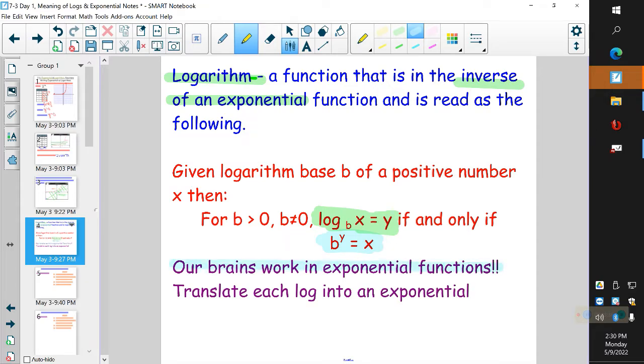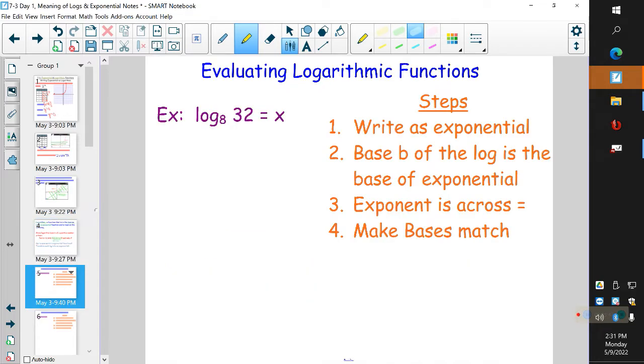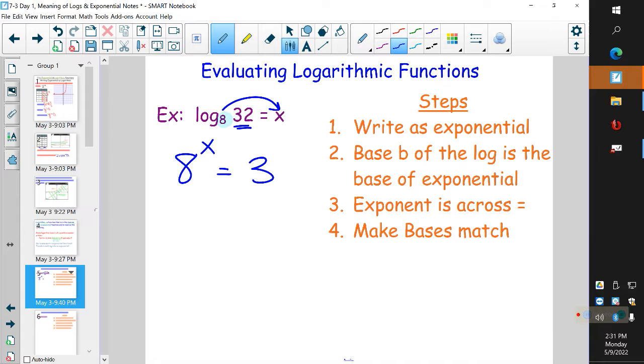Our brains think in exponentials. They do not think in logarithms. So we have to translate each log into an exponential function. So what does that mean? How do we go about this? Well, you are first going to find the base of the logarithm. The base of the logarithm is going to be the base of the exponential. Then you are going to look across the equal sign, and you are going to grab that x, and that x becomes your exponent. And then that is going to equal our large number, which is 32. And that is how you write it as an exponential. So 8 to the x is equal to 32.